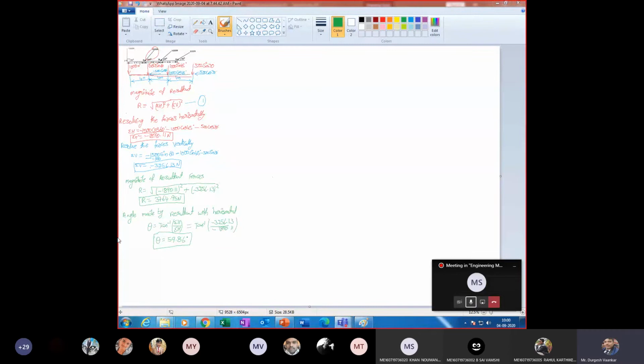Next, what we have to calculate? I will change the color. Red color I will use. According to Varignon's theorem, our intention is to calculate the position of the resultant, means at what distance the resultant force is acting. Position of resultant we have to calculate.